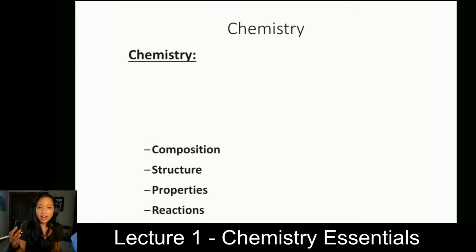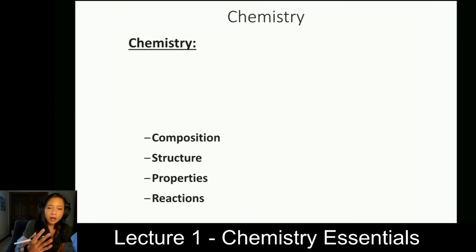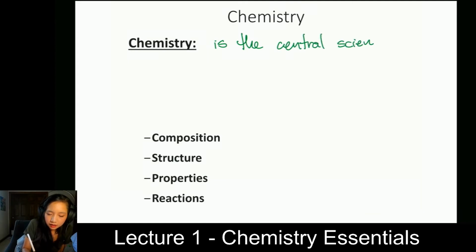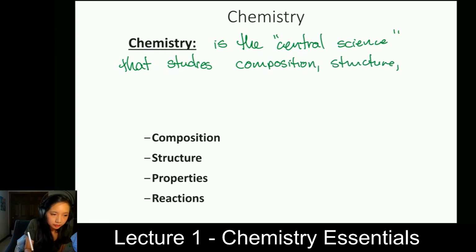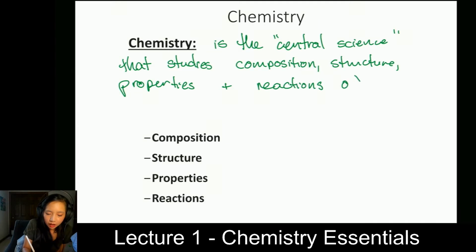All right, so let's actually get into some definitions and writing on these lecture slides. So chemistry. We already talked about how chemistry is the central science when it comes to the STEM field. And this field studies the composition, structure, properties, and reactions of matter.